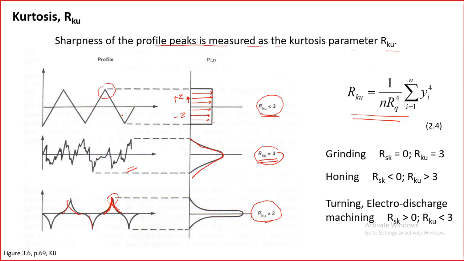Kurtosis of 3 gives a broad, flat distribution of the heights and valleys. Kurtosis greater than 3 means the number of very sharp peaks is high, which is not good for tribology. Kurtosis of less than 3 would be desirable, as that gives equal peaks and valleys, and the peaks have less sharpness. So an immediate application of kurtosis and skewness is in engine cylinder liners of the IC engine.